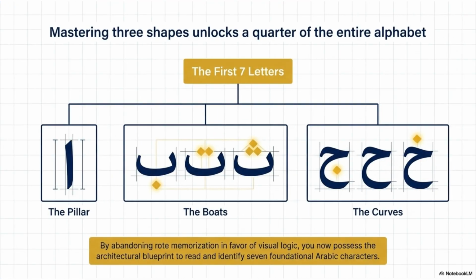By mastering these 3 shapes, the pillar, the boats, and the curves, you unlock a quarter of the entire alphabet. You now possess the architectural blueprint to read and identify 7 foundational Arabic characters.